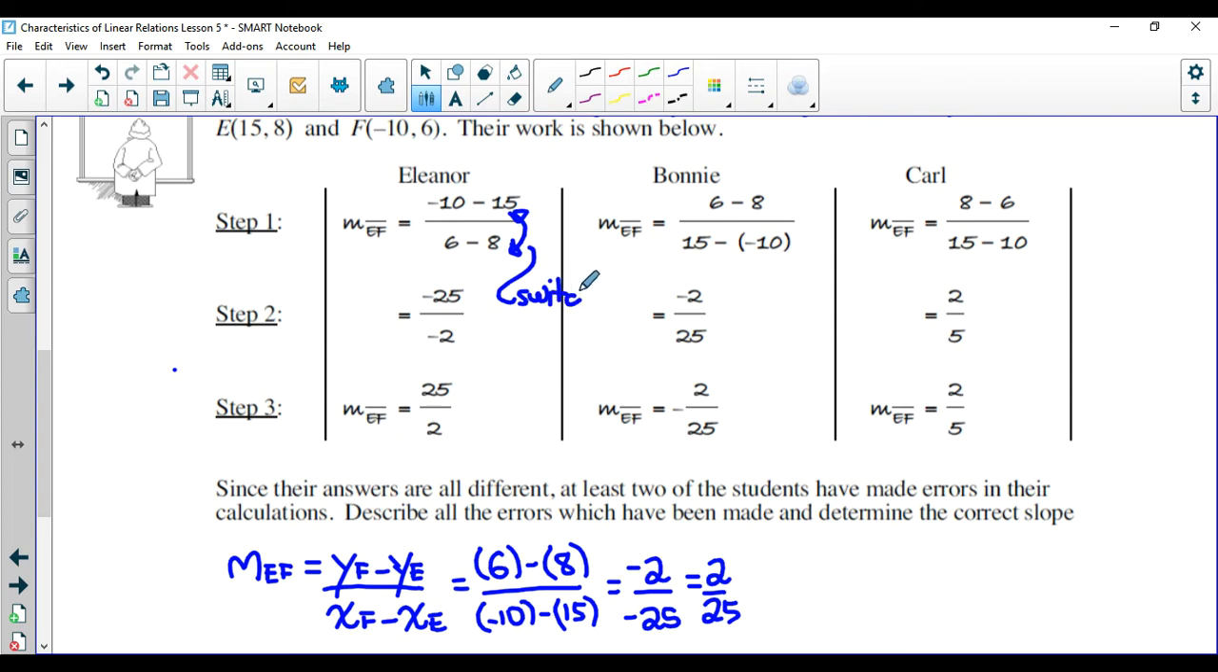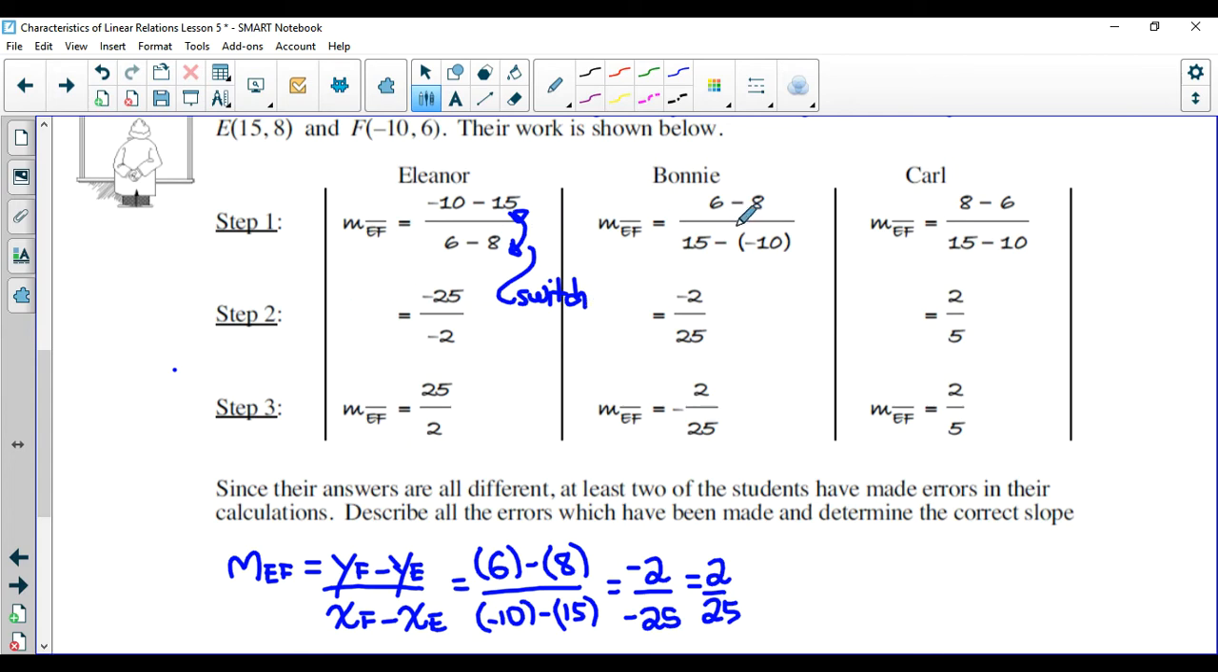Again, the top of that equation represents the rise, which is the change in the coordinates of the y values. And then the denominator of the equation represents the run, which is the change in value of the x coordinates.